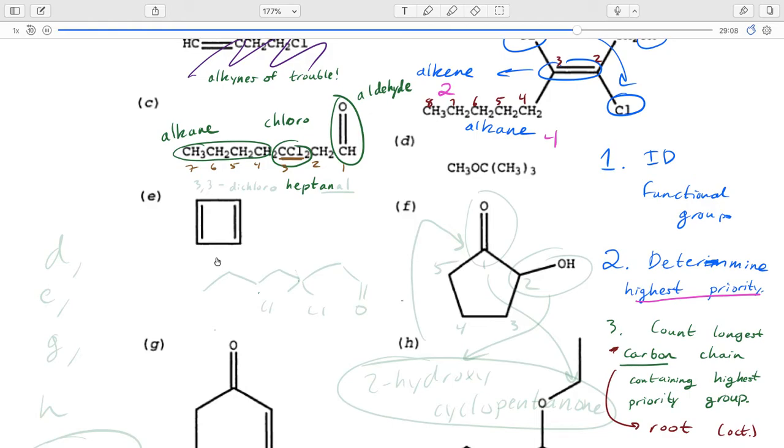But now we have to look at the different functional groups, chloro versus aldehyde. Which one's the higher priority? Aldehyde, yes. So here, we replace the ane with anal, heptanal. It's very particular about where it is on the chain. Hence, it's very anal.